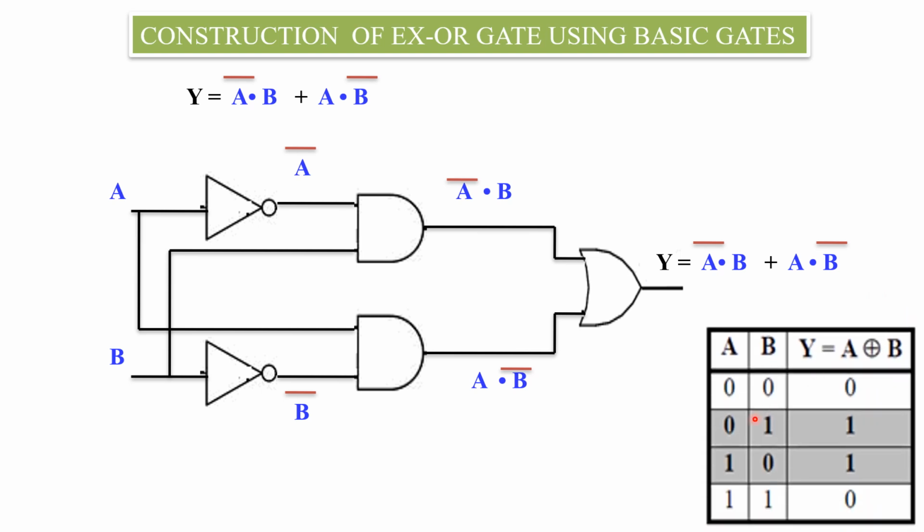Truth table: A, B, Y is equal to A XOR B. The output is high only when an odd number of inputs are high. So this way we have seen how to construct the XOR gate using basic gates.